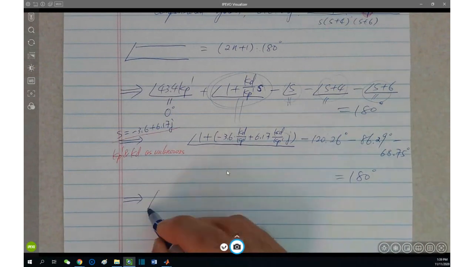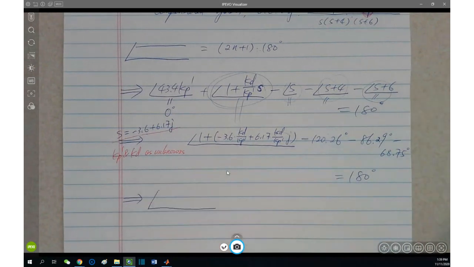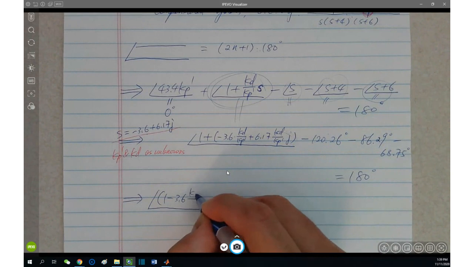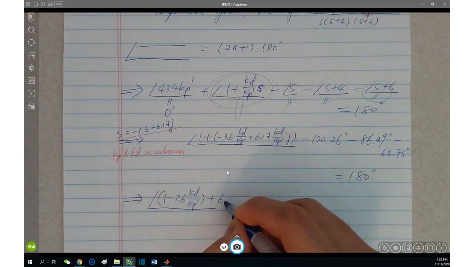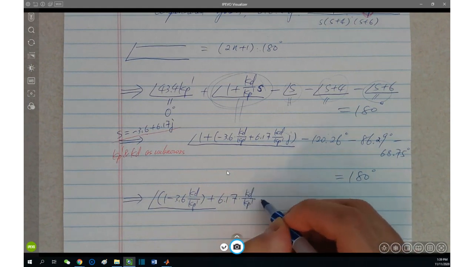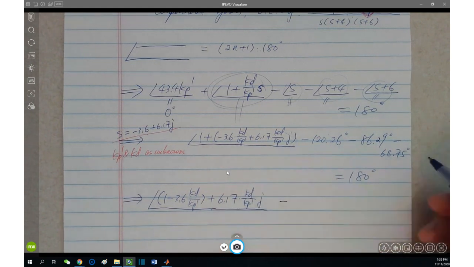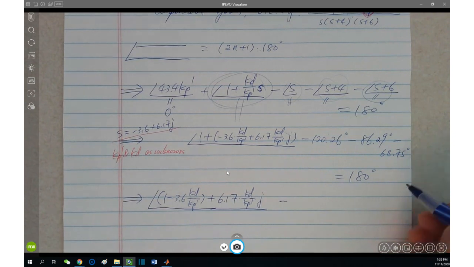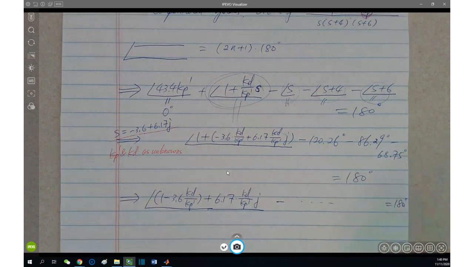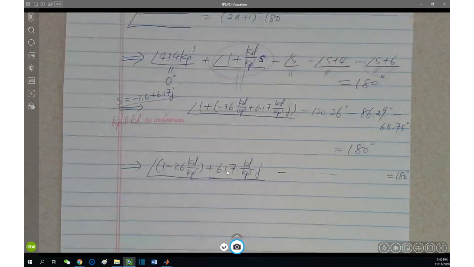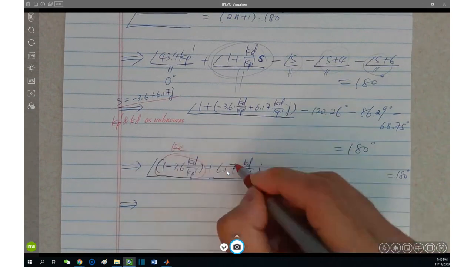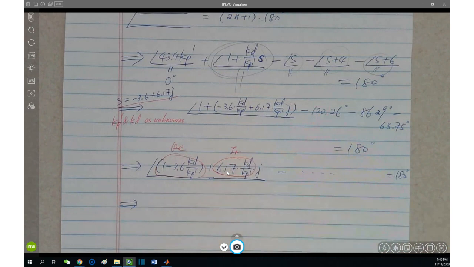First of all, we want to organize it into a nice real part and imaginary part, right? The real part is 1 minus 3.6 KD over KP prime. The imaginary part is just 6.17 KD over KP prime j, right? Then minus the total angle here, and equals 180°. So what's the angle of this complex number? Once again, this is the real part, this is the imaginary part. What's the angle of this guy then?